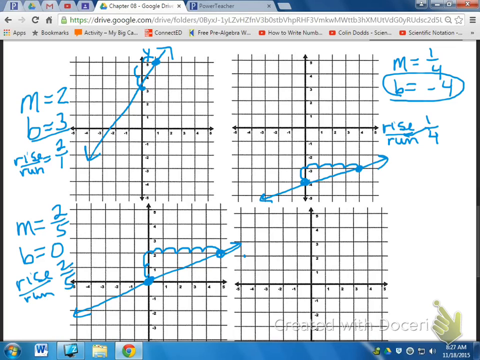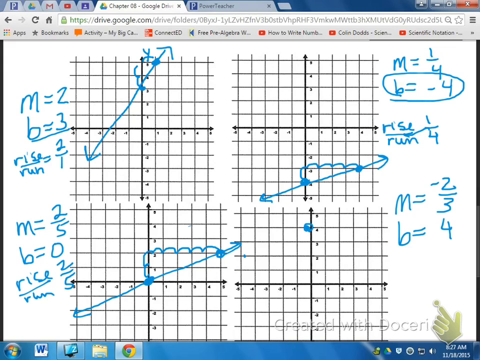Okay, let's do one with a negative slope then. It says my slope is -2/3, and my y-intercept is 4. You want to tell me? Yeah, I'll let you do it. All right, so this one, you're going to start at your y-intercept. And the y-intercept is 4. Okay, and now the slope is -2/3.